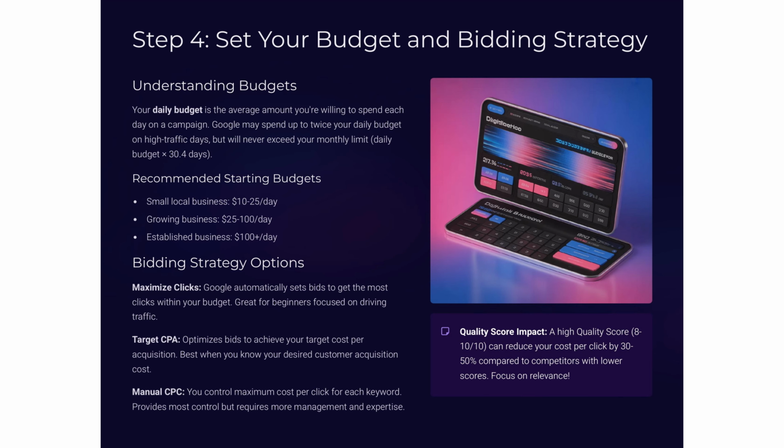Set your daily budget based on business size. $10 to $25 for small, $25 to $100 for growing, and $100 plus for established businesses. Choose a bidding strategy. Maximize clicks for traffic, target cost per acquisition for cost efficiency, or manual cost per click for control. A high-quality score can lower cost per click by 30 to 50%, enhancing cost effectiveness.